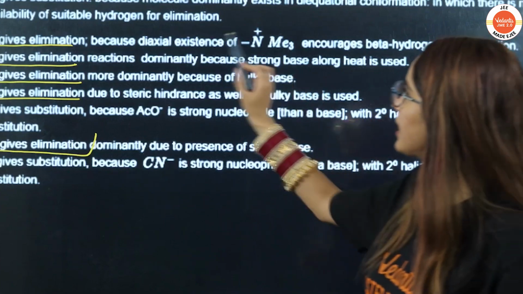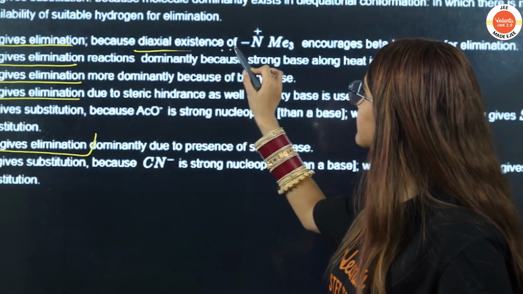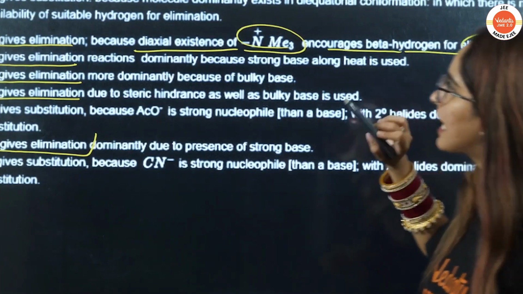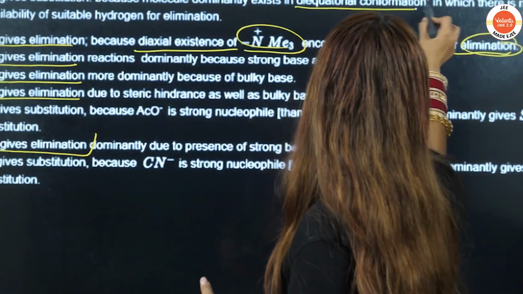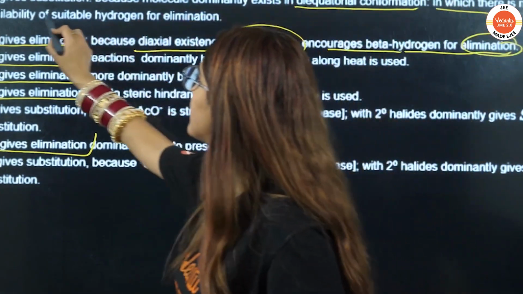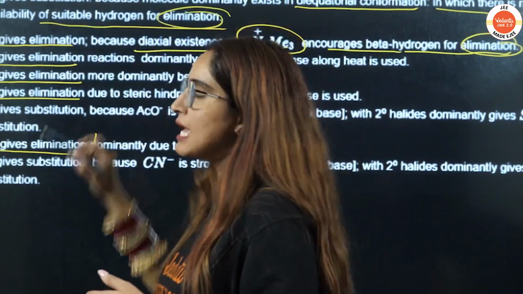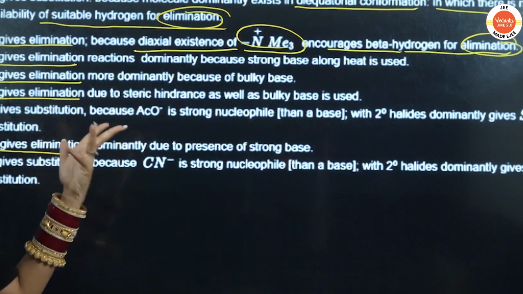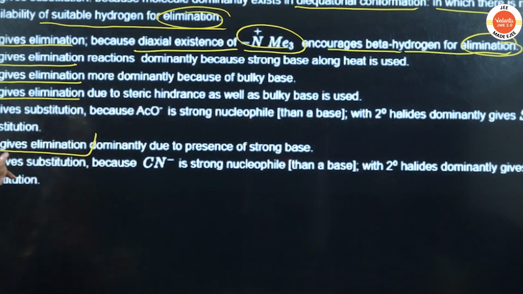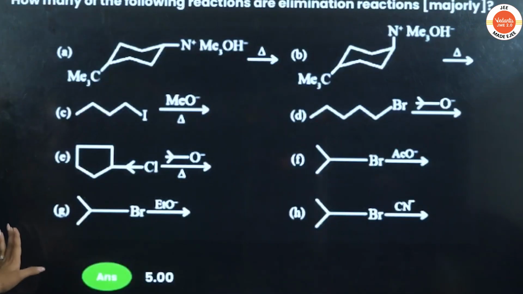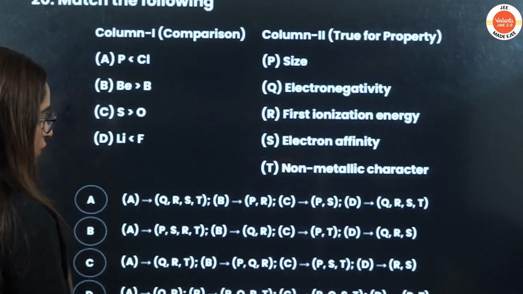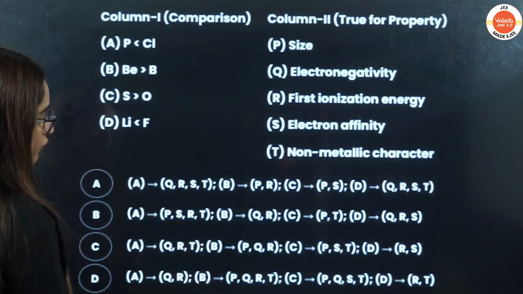Okay, as you can see, diaxial existence of this encourages beta hydrogen elimination, right? But in di-equatorial conformation, there is no availability of suitable hydrogen for the elimination, because of the axial and equatorial positions. In the diaxial position, it can show the elimination. So the answer is 5.